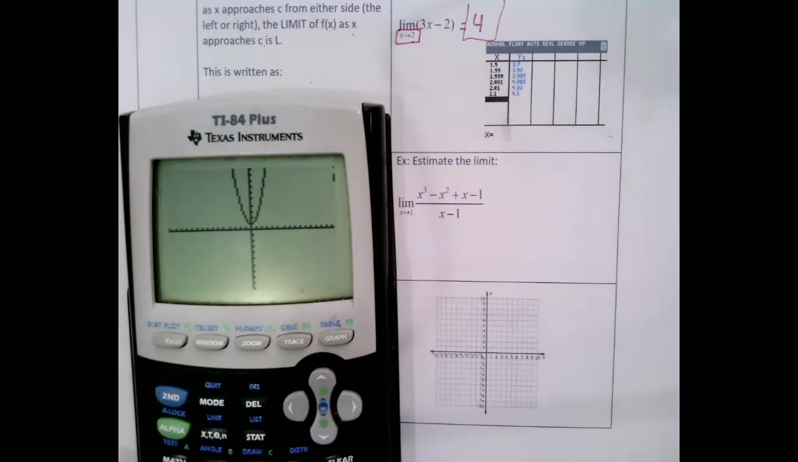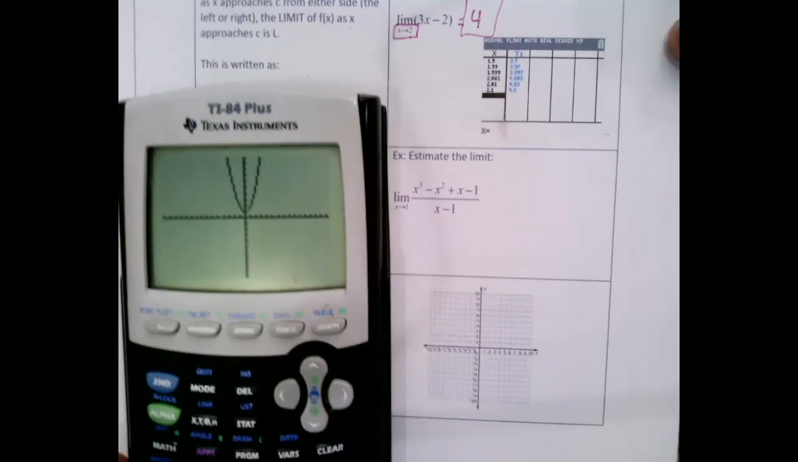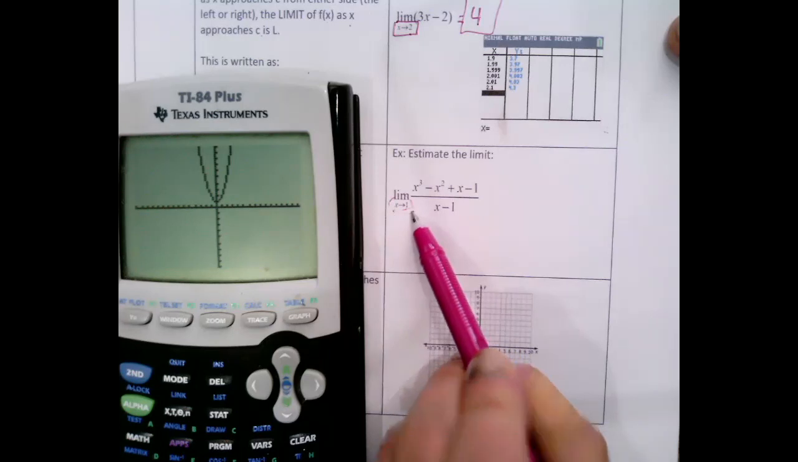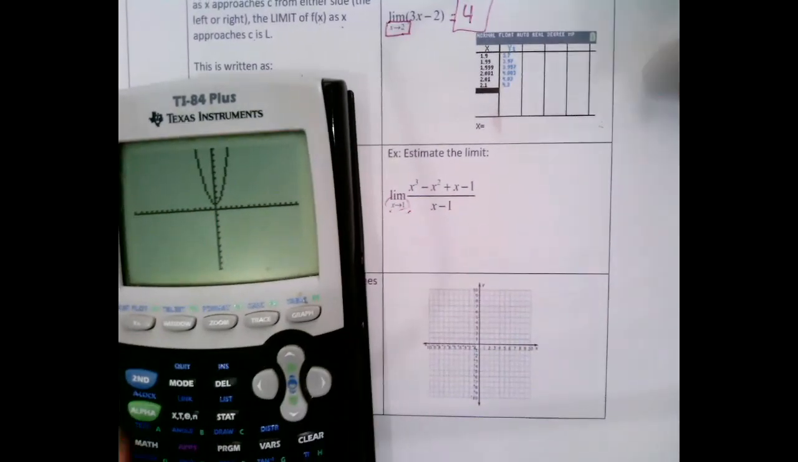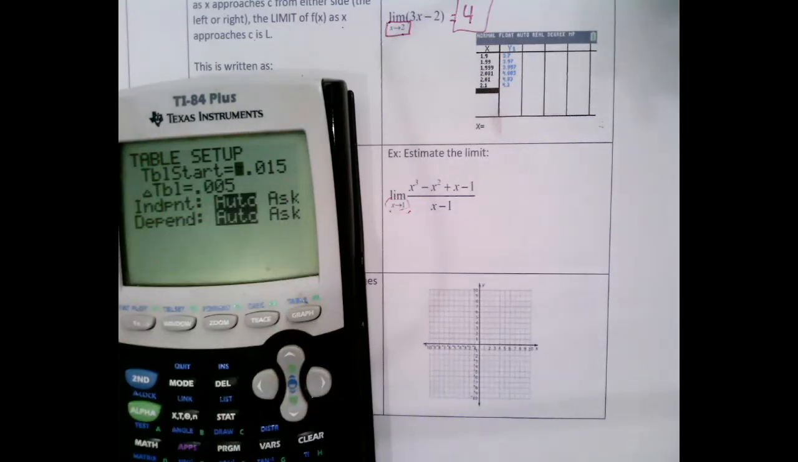It looks kind of like a parabola, but since it's an x to the third, there's probably a little doo-wop in there. We're looking for the limit as x approaches 1. So let's go ahead and go into our table. We don't want to be so close to 0 anymore.